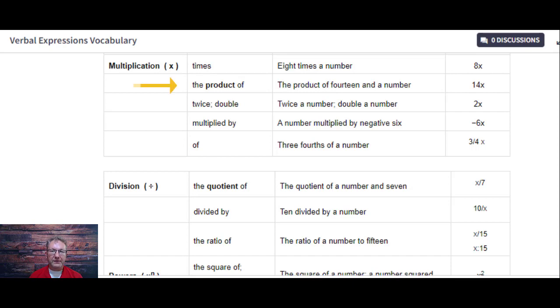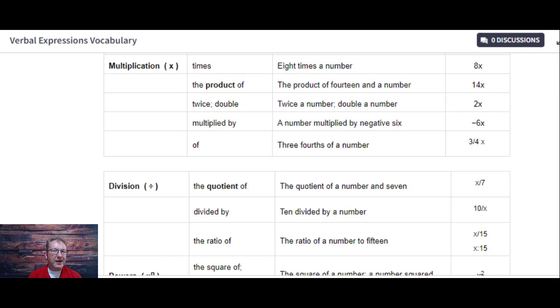The product of 14 and a number is just 14x. Notice there are no operation signs between the 14 and the x. So when you have a constant and a variable next to each other, it's understood that that's multiplication. That's also the best way to write that problem. Twice or doubled: twice a number or doubled a number, well, that's just 2x. Multiplied by: a number multiplied by -6, well, that's just -6x.